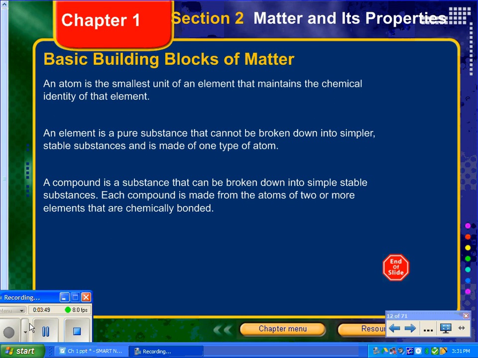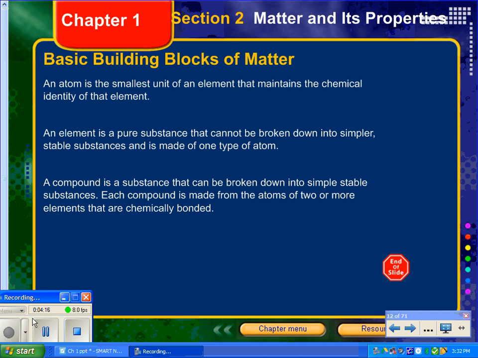The basic building block of matter is the atom. It is the smallest unit of the element. It has to contain that element's identity. We know that there are things smaller than atoms, but when we look at subatomic particles such as protons, neutrons, and electrons, they no longer have the same identity and same properties of any particular element. So this is why we consider an atom the smallest unit.